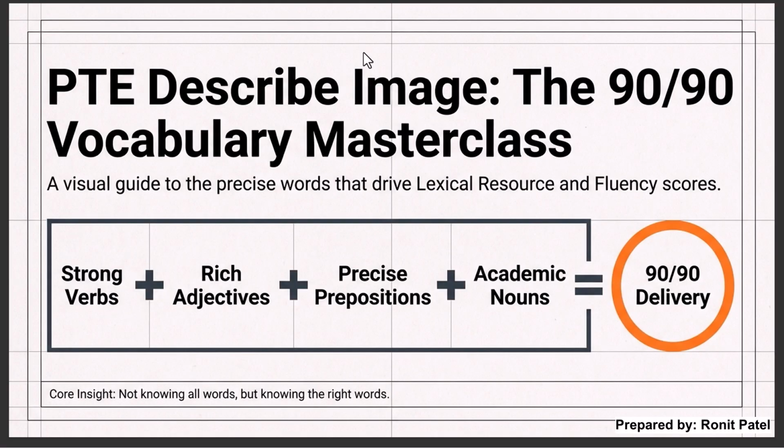Let's begin with a powerful truth. In PTE Describe Image, your score is not determined by how many words you know, it is determined by whether you choose the right words at the right time. As shown on slide 1, the formula for a band 90 delivery is very clear. Strong verbs, rich adjectives, precise prepositions, and academic nouns. When these four elements combine, your response immediately sounds fluent, academic, and exam friendly.